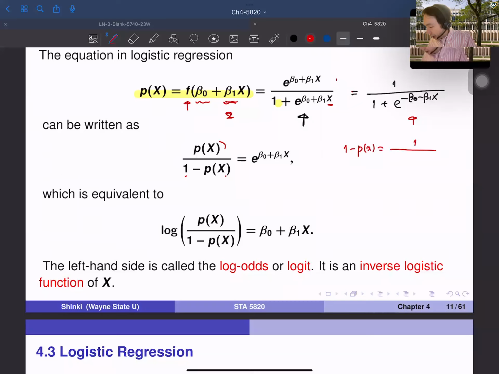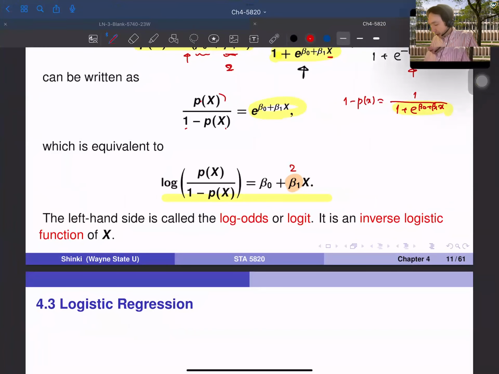Then for p of x over 1 minus p of x, the denominators are the same, so this becomes e to the power beta naught plus beta 1 x. Then take the logarithm of both sides, and we get this. Now it's easier to interpret beta 1 or beta naught. Suppose beta 1 is 2 and x gets larger by 1. Then basically the left-hand side gets larger by 2. And what's the left-hand side? p of x is basically the probability of y equal to 1.